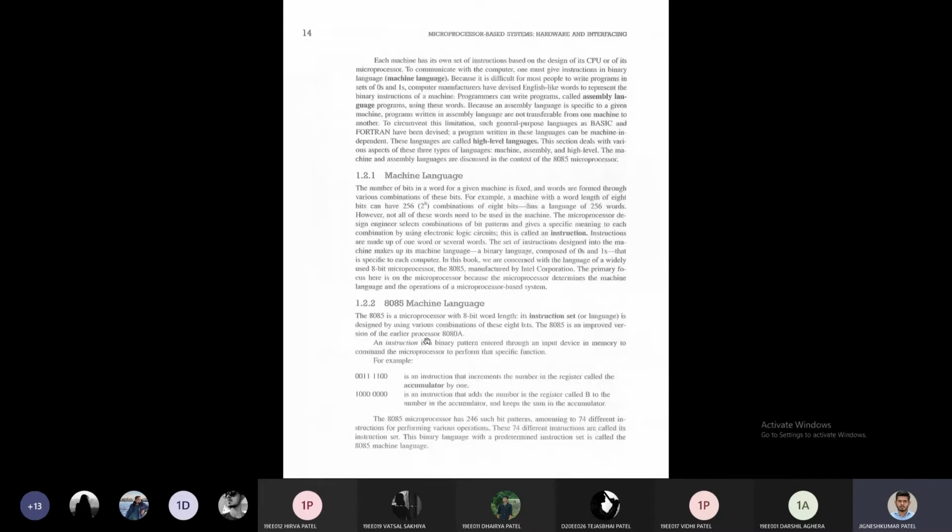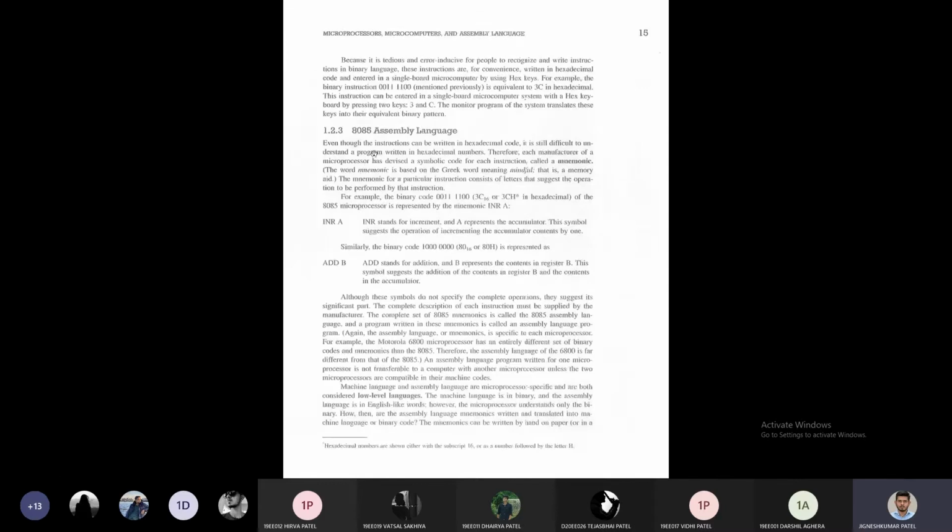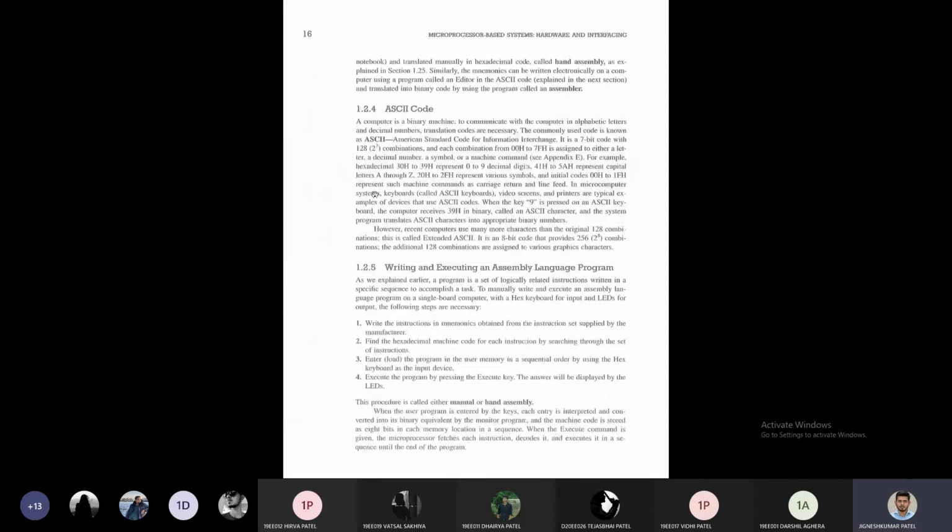I have told you that 8085 actually understands binary, and we write in terms of hexa, but actually it will be binary language. And we understand assembly. So what is machine language and what is assembly language? The difference is given over here. You can read this on your own.